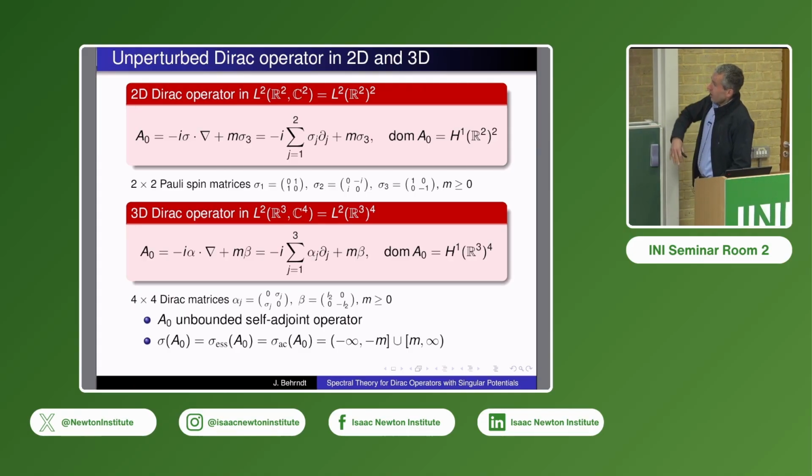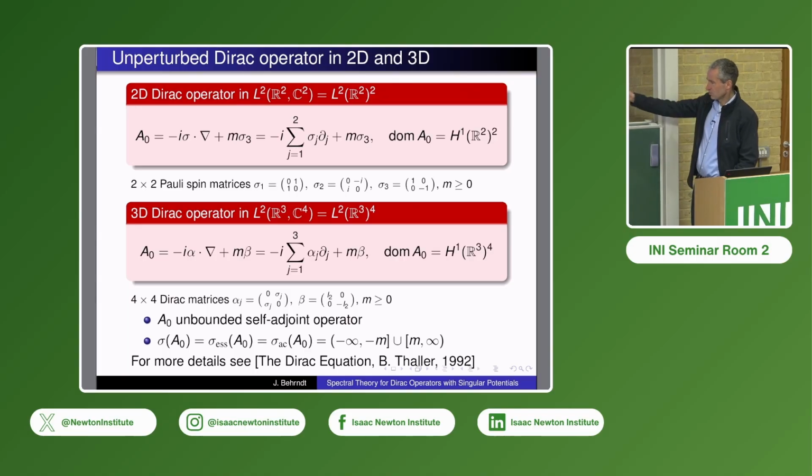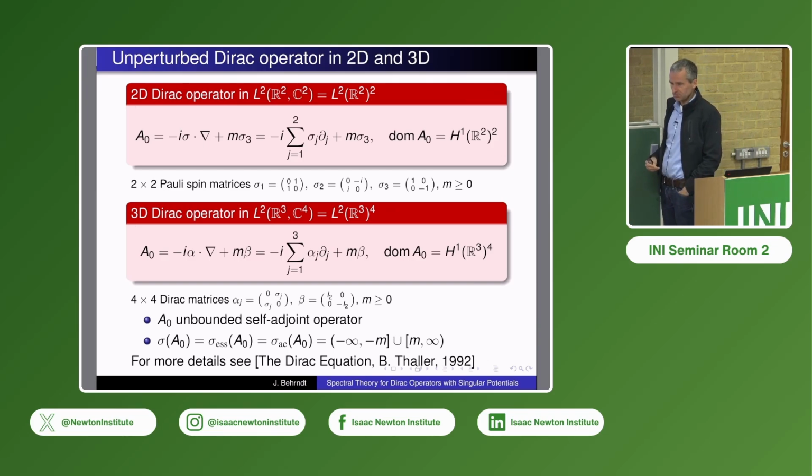Good. So, our unperturbed objects. Now let me first recall some classical spectral theory for Dirac. This has mostly been done in the 3D case. You could check this monograph for further references and more physics behind these operators and equations.